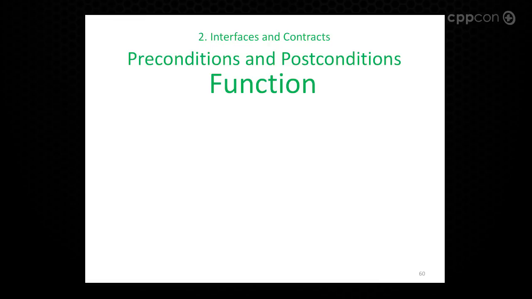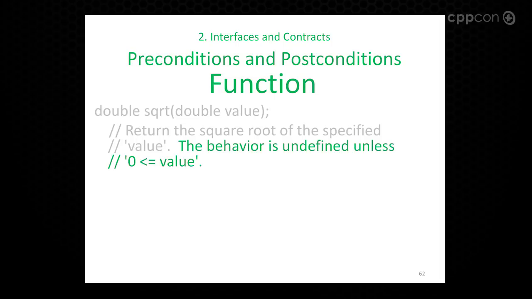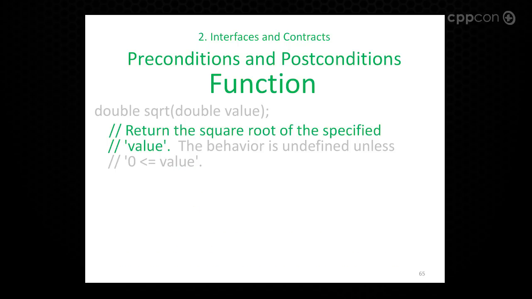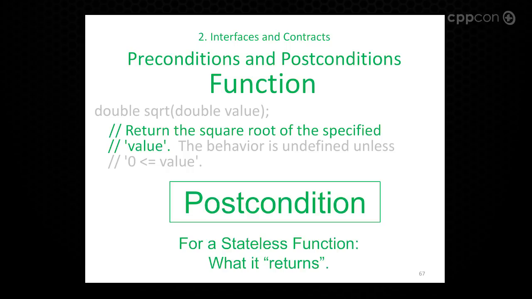So we've got preconditions and postconditions for a function. Let's take square root. Is this a precondition or a postcondition? Precondition, excellent. So for a stateless function, it's a restriction on syntactically legal inputs. It's more than what the compiler knows. It's what we said. We're talking to another person, right? Okay. What is this? Precondition or postcondition? Postcondition, okay. And for stateless functions, it's pretty much what it returns. It could return it through the argument signature, but for all intents and purposes, it's what it returns. Okay.